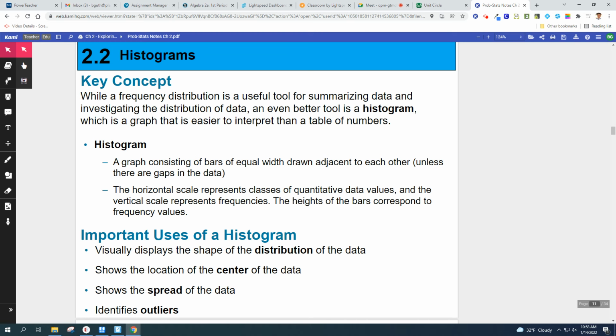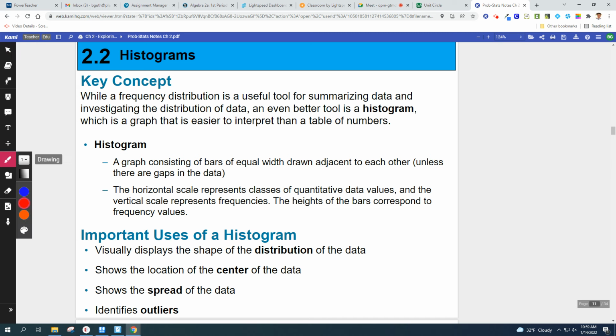3.2 is histograms. It says, while a frequency distribution is useful for summarizing data, it's even better maybe to use a histogram. That's a graph that's easier to interpret than a table of numbers. A histogram is a graph consisting of bars of equal width drawn adjacent to each other unless there are gaps in the data. All right, so it's like a bar graph.